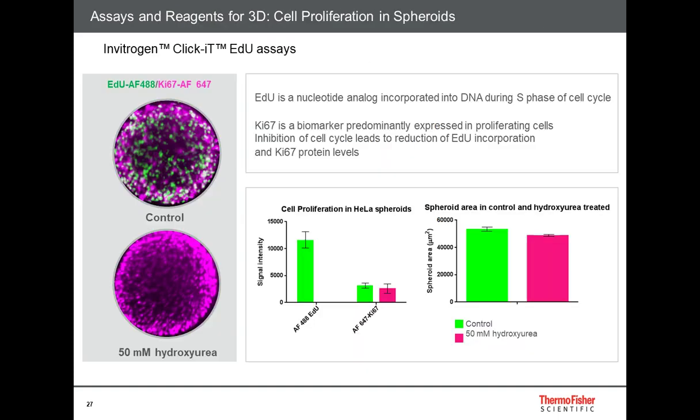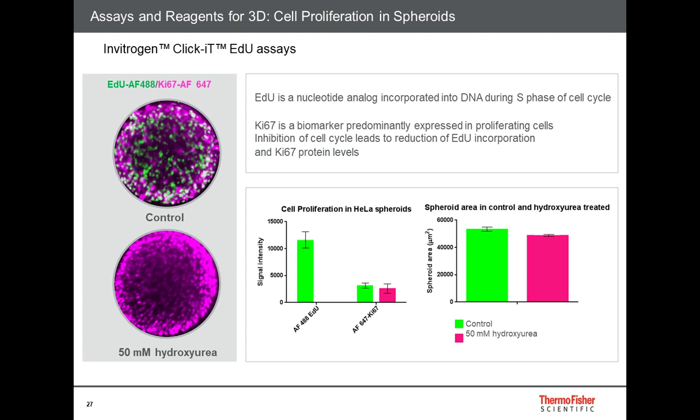So let's move on and look at another example, this time at cell proliferation in spheroids. Here we're using two different probes. One is Invitrogen's Click-iT EdU. EdU is an analog that's incorporated into the DNA of replicating cells during S phase of the cell cycle, and we can detect that here in individual cells colored green. Now, Ki67 is a marker expressed in the nucleus of proliferating cells as well. Here we've pseudo-colored that red based on an antibody-based detection.